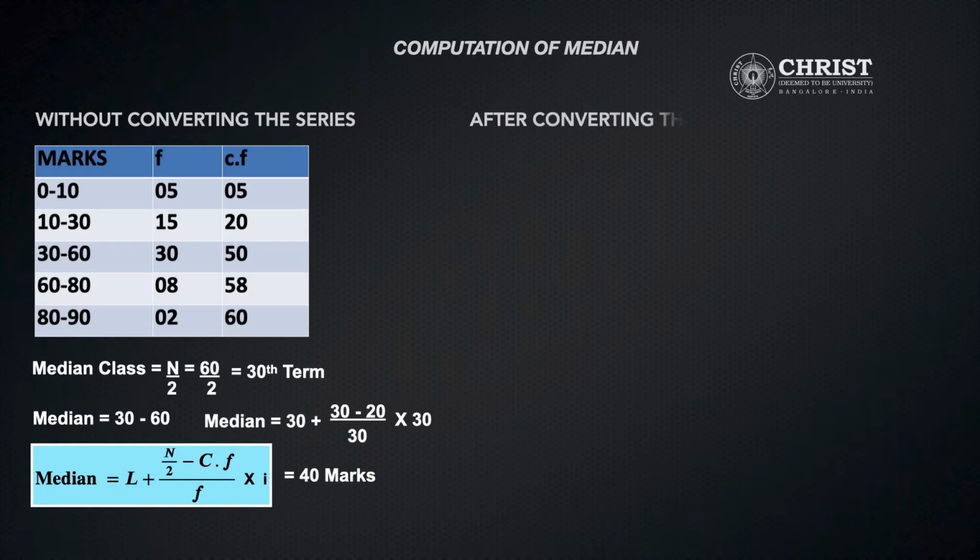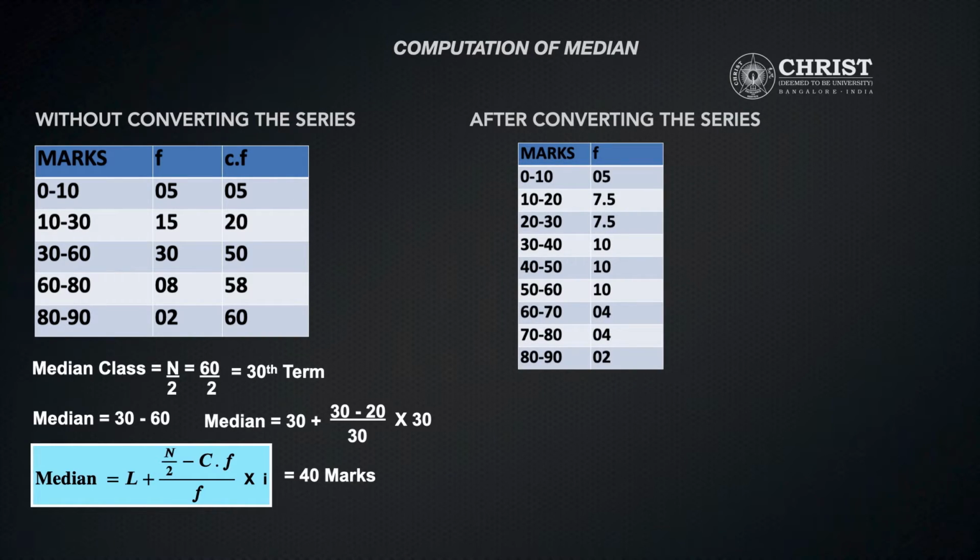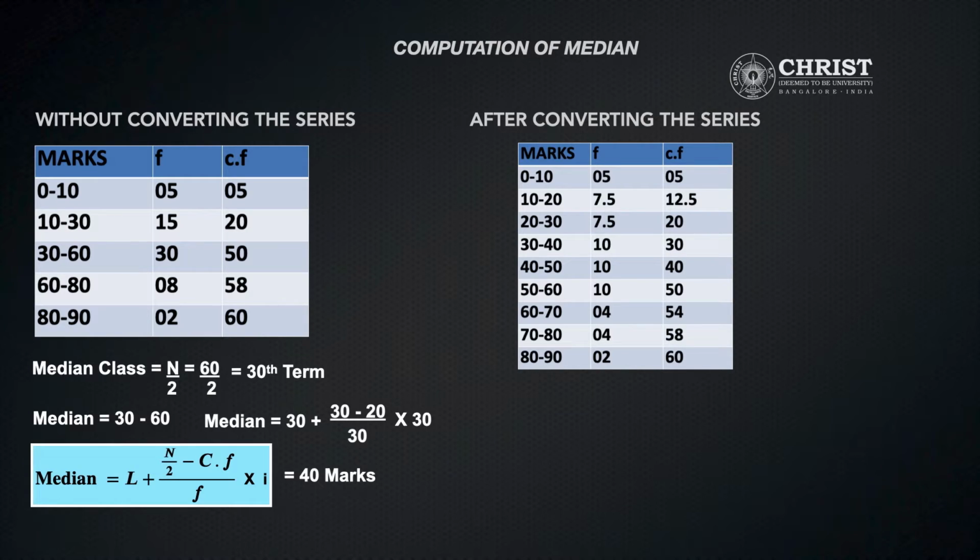Now after converting the series, we will see. For the class interval, we assume that it's 10 throughout. So 2 classes we have to adjust by dividing the frequencies. 10 to 30 we divide into 10 to 20 and 20 to 30. So the frequency value 15 is divided by 2, giving 7.5 and 7.5. The next class was 30 to 60 with a frequency of 30. So we divide it into 30 to 40, 40 to 50 and 50 to 60. The frequency value you have to divide by 3, so you get 10, 10 and 10 as the respective frequencies for the classes.